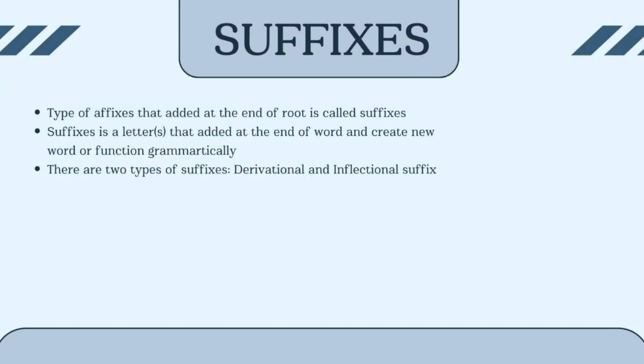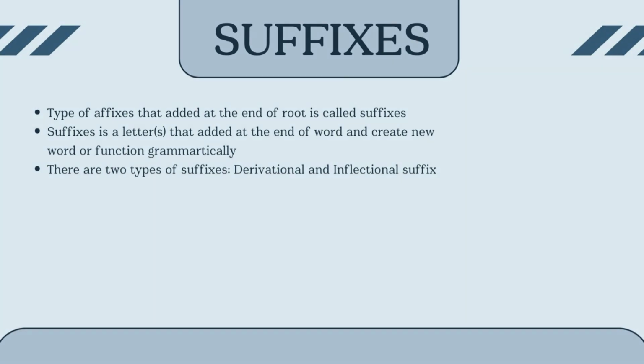So what are suffixes? Suffixes are a type of affix that is added at the end of a root or word. And there are two types of suffixes: derivational suffix and inflectional suffix. So what do we mean by derivational and inflectional suffix?